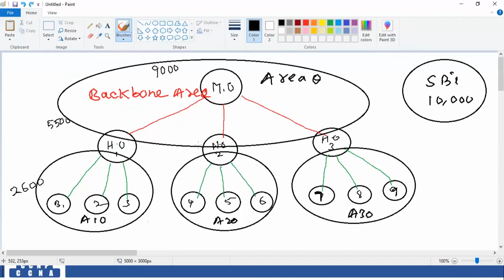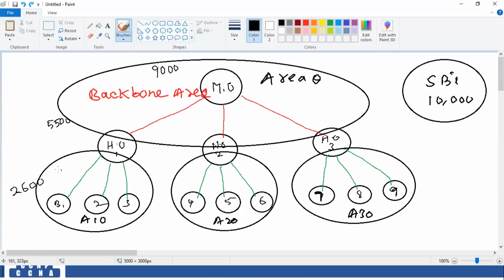But what is the advantage of these areas? Why are we dividing? See, after dividing, as per this diagram, in area 10, how many routers are available? 3. Then each router should maintain only the links information of the routers within the area. No need to maintain 10,000 routers' links information. So the B1 router should maintain only 3 routers' links information. B2 router should maintain only 3. B3 also only 3. Each router maintains within the area only.